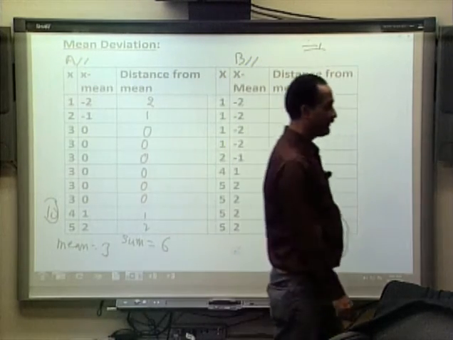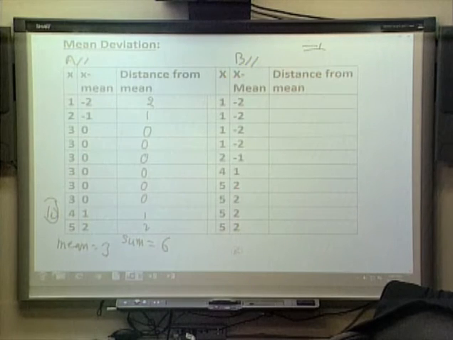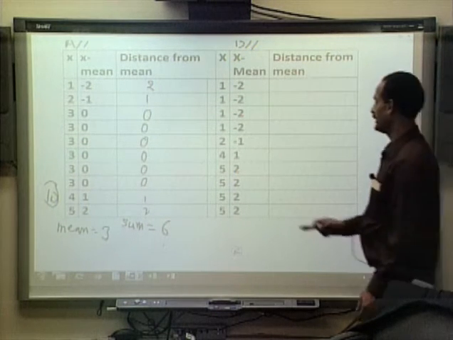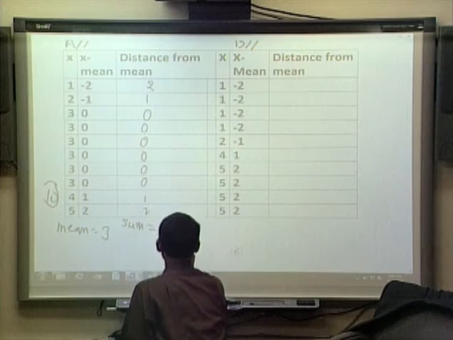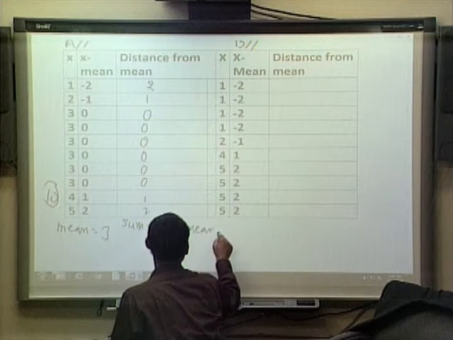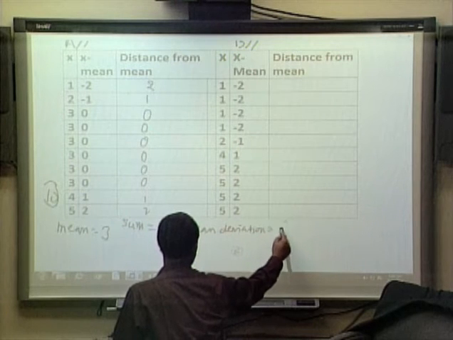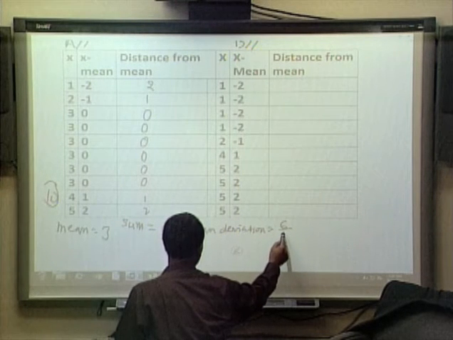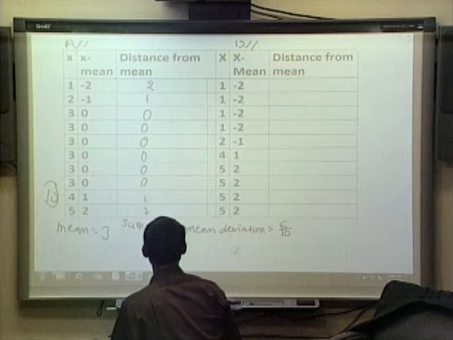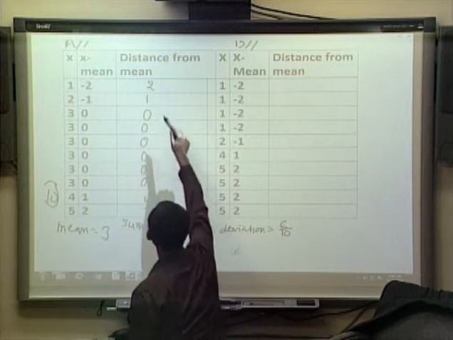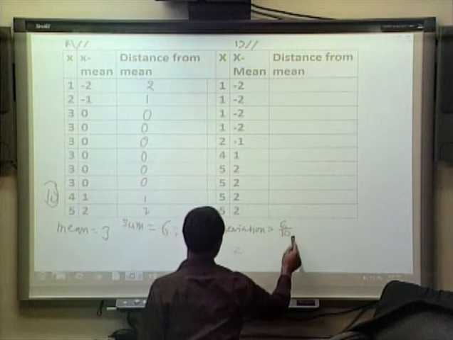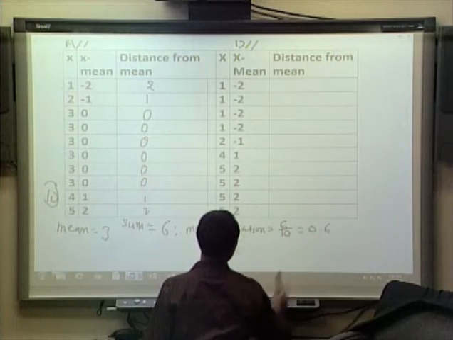And therefore, the mean deviation in this case will be equal to the sum, 6, divided by 10, because we divide by how many of them there are. So the sum of these deviations is 6, divided by 10. So the mean deviation will be 0.6.